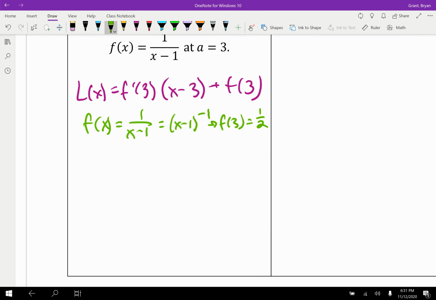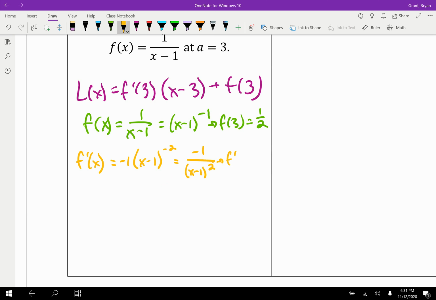F prime of x, well, I'm not going to take the derivative of this. I'd have to use the quotient rule there, and that seems like overkill. I am going to take the derivative of this. That seems way easier. Negative 1 comes down, keep x minus 1 the same to the negative second, times the derivative of the inside, chain rule, but the derivative of x minus 1 is just 1. So I think we get negative 1 over x minus 1 squared.